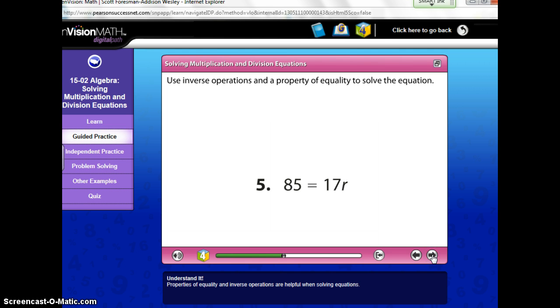Everybody write it down. Now, there is no difference between this problem and the last problem. It's just that this time our variable's on the right side of the equal sign, not the left side. It doesn't matter. Do the opposite of what's there. Good job, Emma. Here you go, Caden.